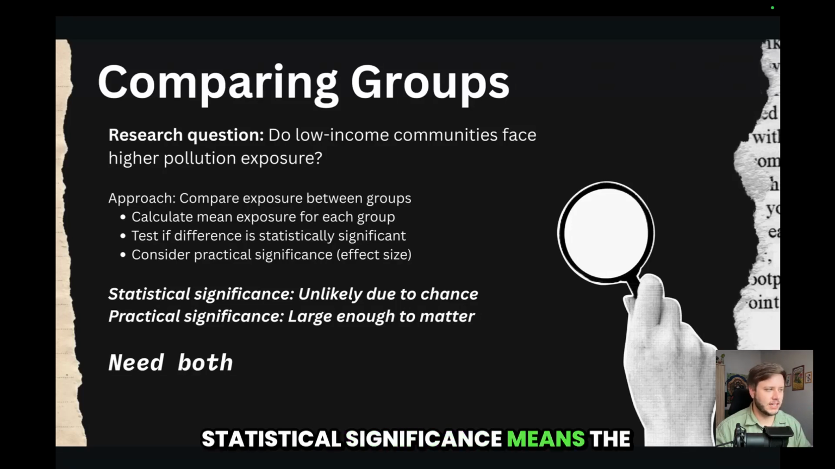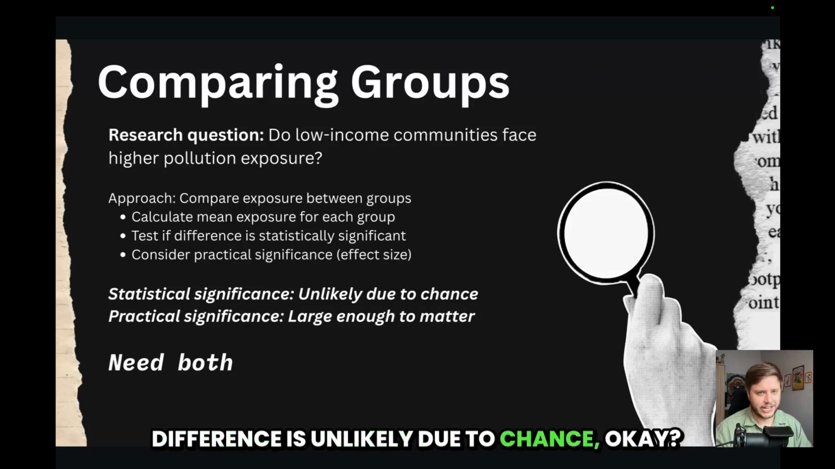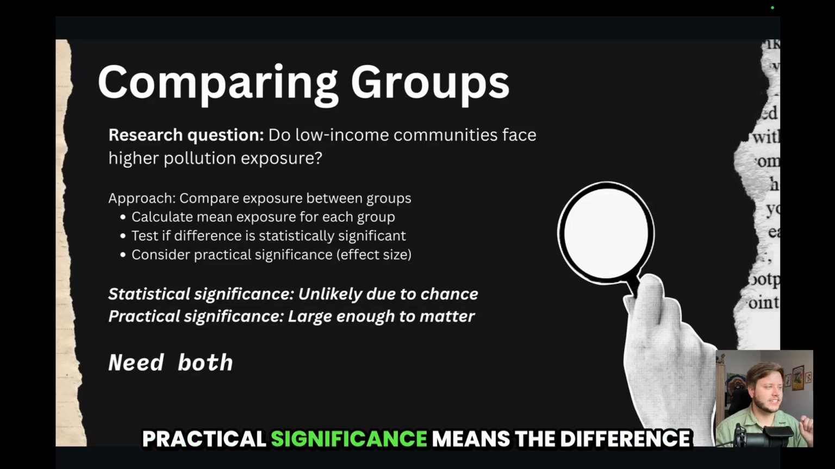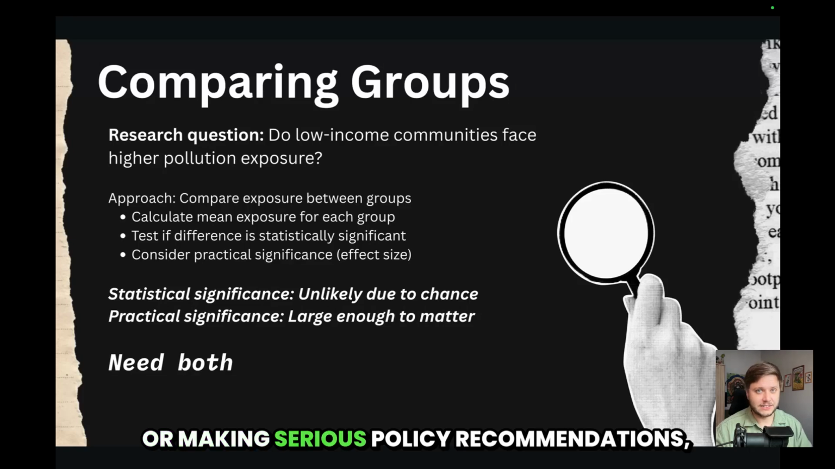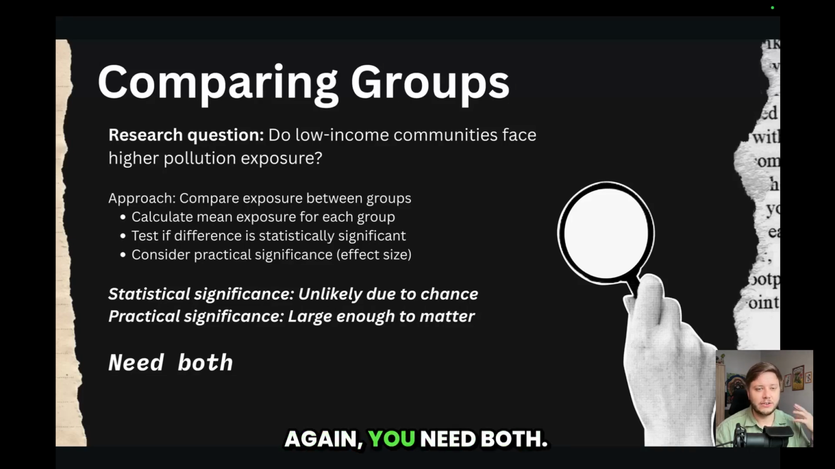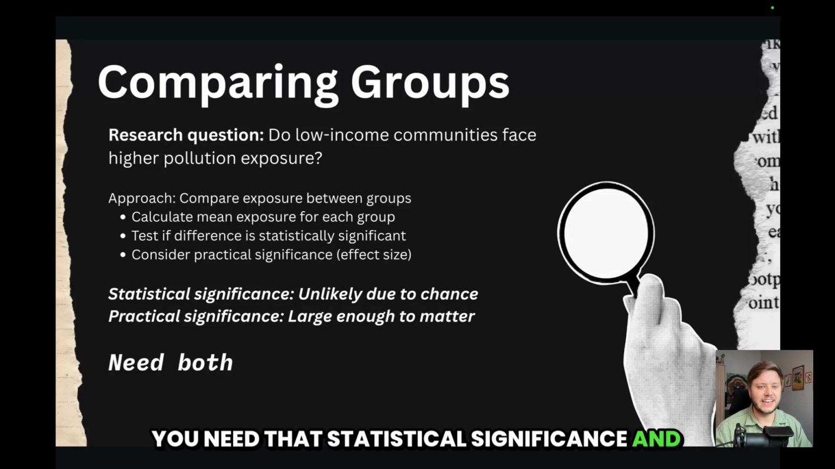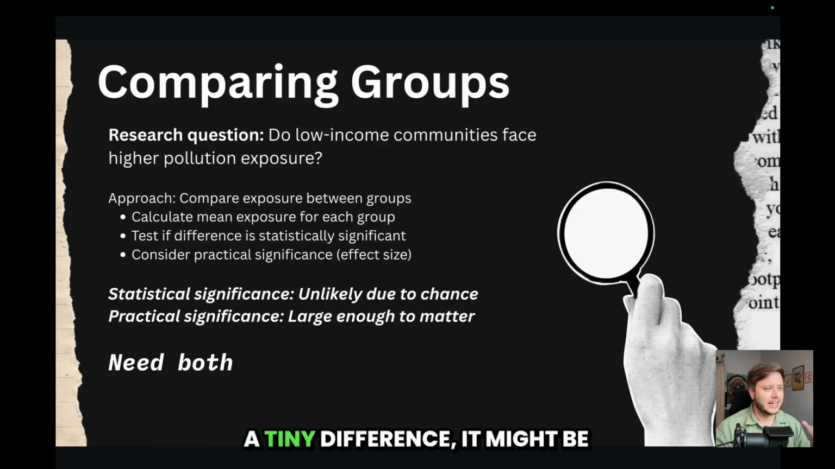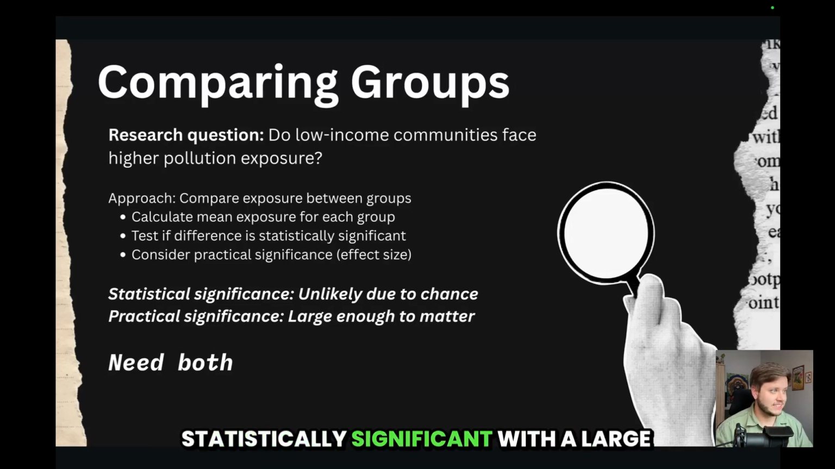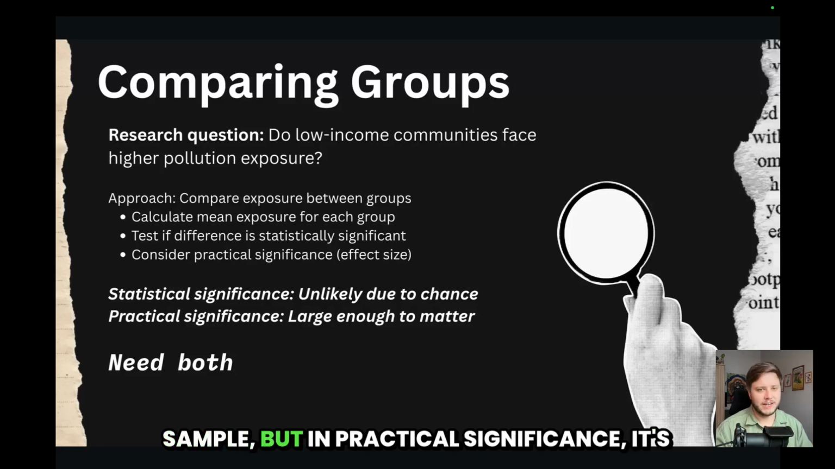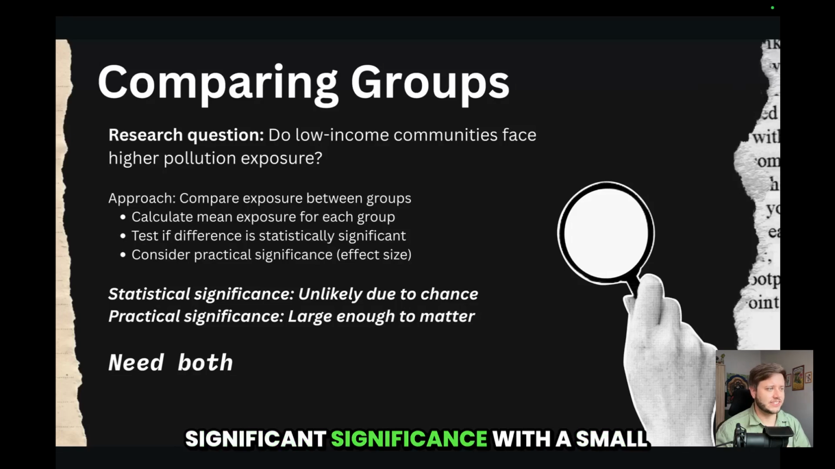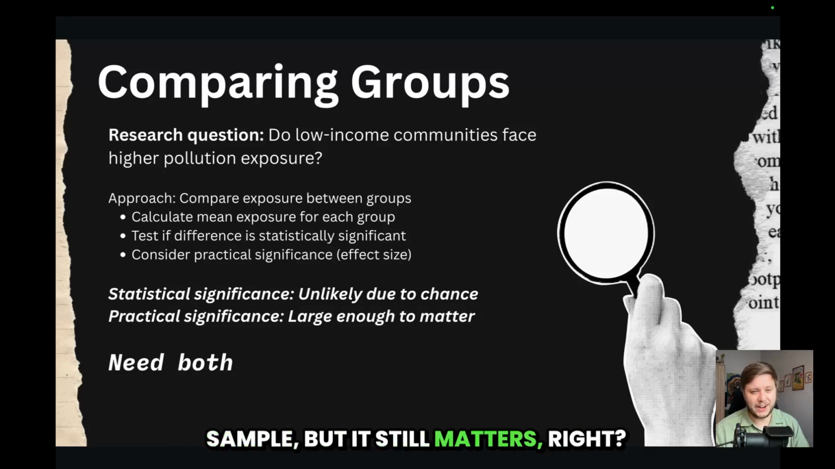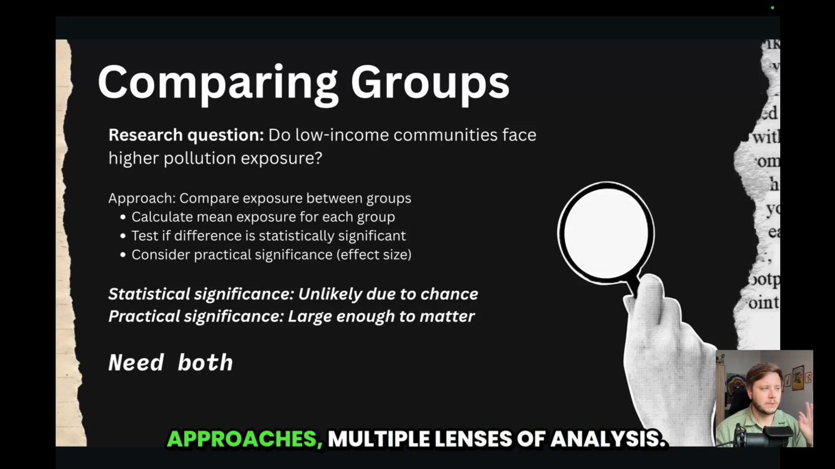Statistical significance means the difference is unlikely due to chance, okay? Practical significance means the difference is large enough to matter for health, well being, or making serious policy recommendations, serious changes, right? Again, you need both. You need that statistical significance and the practical significance, okay? A tiny difference might be statistically significant with a large sample, but in practical significance, it's meaningless, right? So a large difference might not reach statistical significance with a small sample, but it still matters, right? We have to think about this from multiple approaches, multiple lenses of analysis.